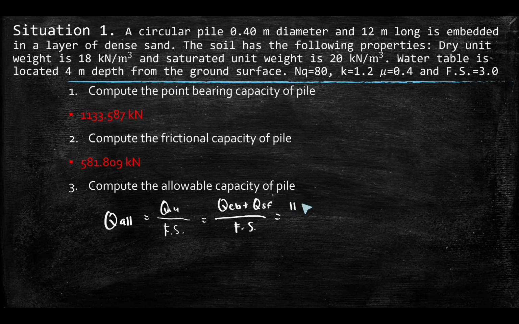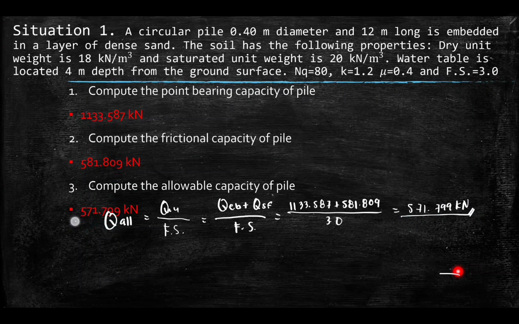So, 1133.587 plus 581.809 all over 3.0. Therefore, 571.799 kilonewton. So this is the answer. Okay? 571.799 kilonewton. So these are the answers for situation number 1.